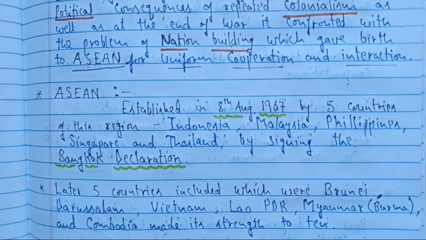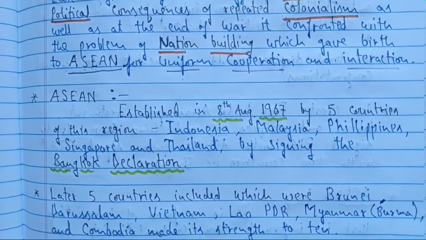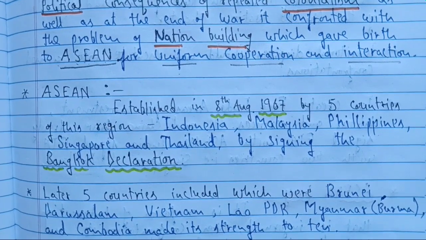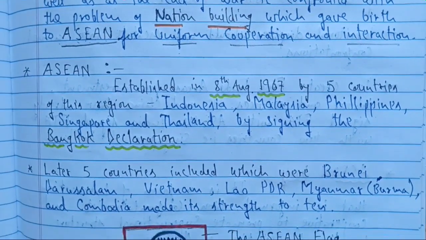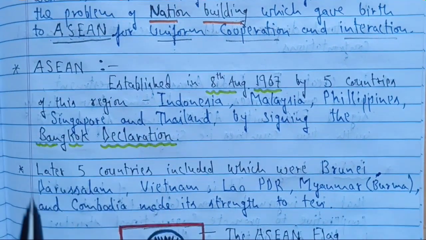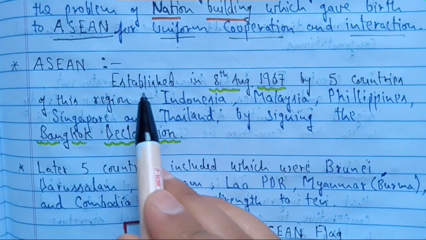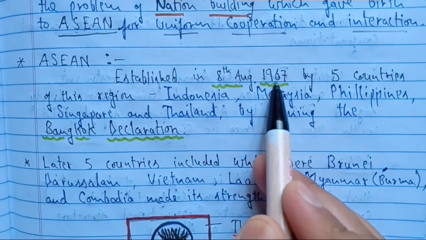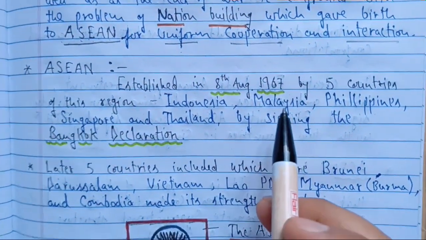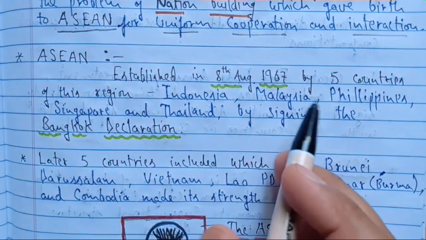So this is the history, I can say, of the Association of Southeast Asian Nations. And now I'm going to tell you some details and characteristics of this organization. ASEAN was established on 8th August, remember that, 8th August 1967. Please remember the dates properly. I have underlined it. By 5 countries.